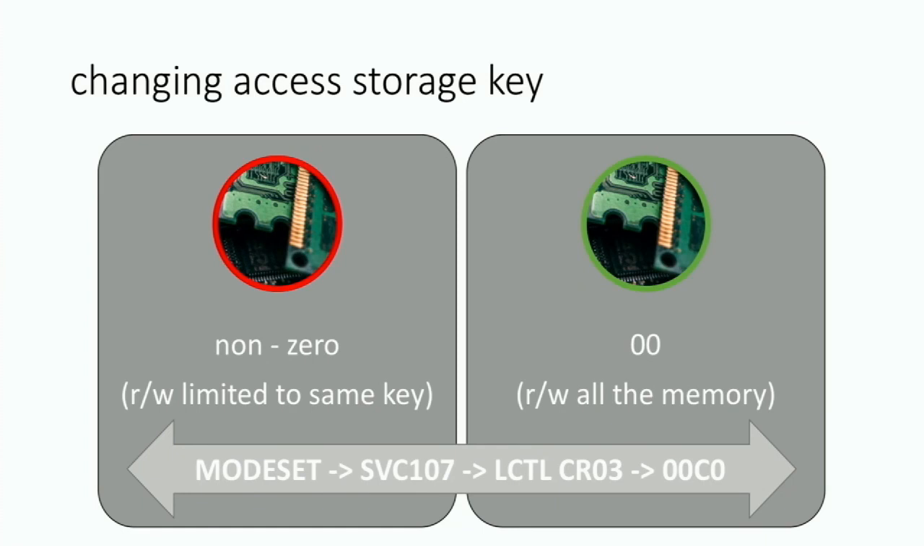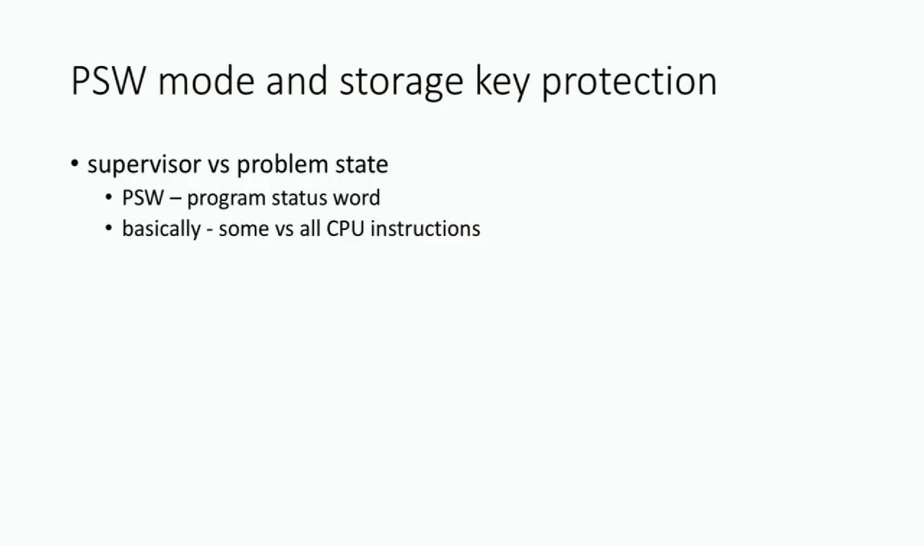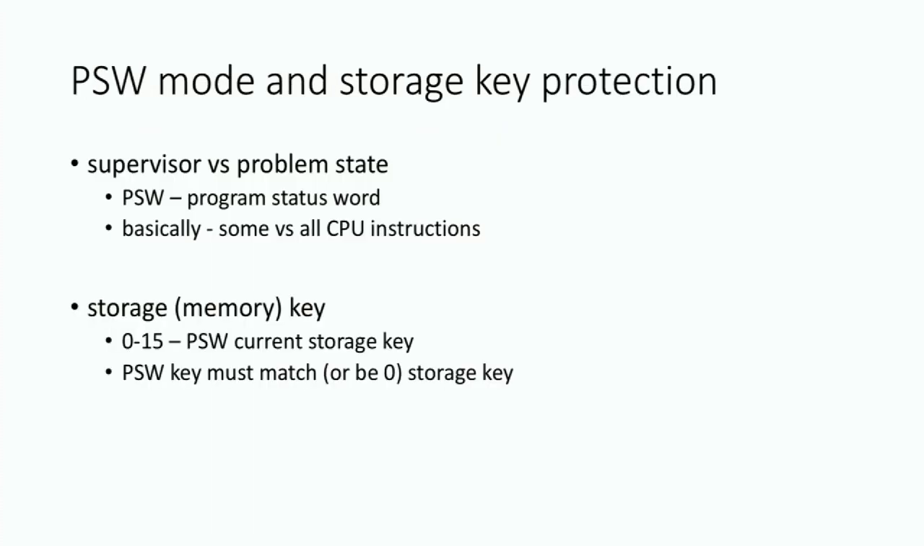The exception then is key 0, which allows you to read and write any memory. So the goal from a privilege escalation point of view is to get to supervisor state key 0. I can execute all the things, and I can read and write all the memory. That's just a recap. So that is just the architecture. That has nothing whatsoever to do with the operating system at this point.